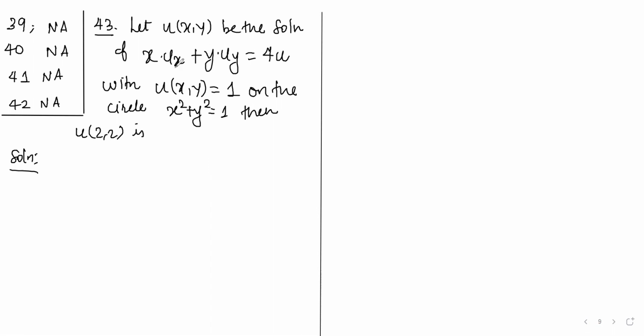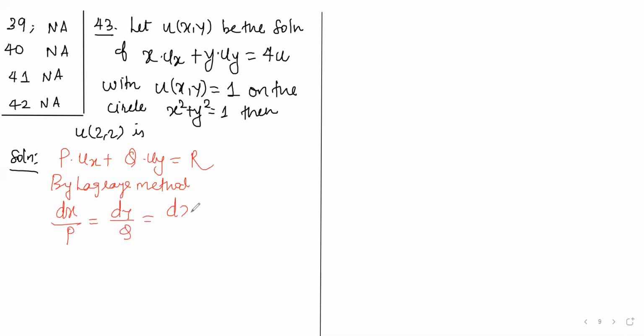So they are saying u(x) be the solution of this thing. So compare it with this equation: capital P into u_x plus capital Q into u_y equals R. So apply your Lagrange method. So by Lagrange method, what do we get? dx by P equals dy over Q equals dz over R. Since there is no z, it is u, so I'll use u. Now just substitute. So P is x, and dy over Q is again y, and du over 4u. So just solve two pairs.